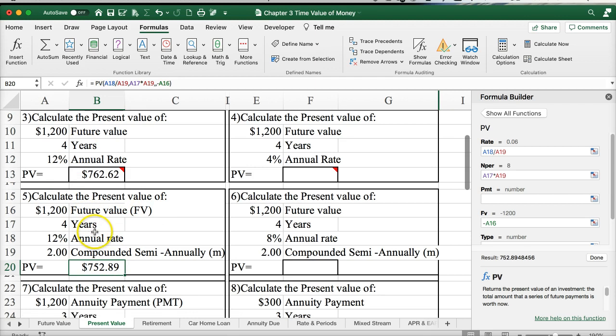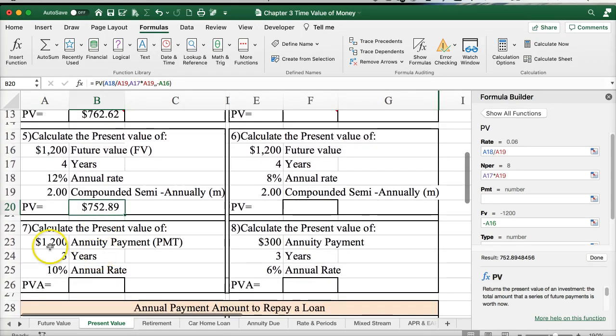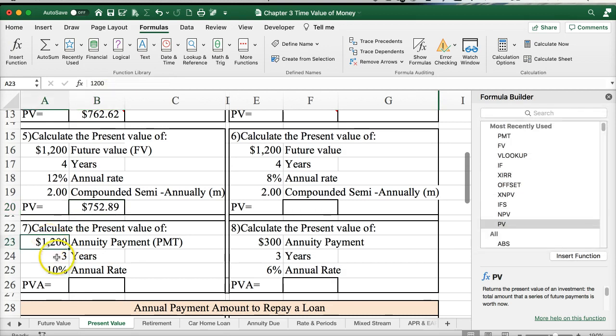We're calculating present value. Now, what if we had a present value of an annuity? So this is an annuity, meaning there's going to be $1,200 payments every year for 3 years at a 10% rate. So if someone's going to give us $1,200 every year for the next 3 years at a 10% discount, what's the value of that today? As if someone was going to give us a lump sum today, what would be equal to this annuity?